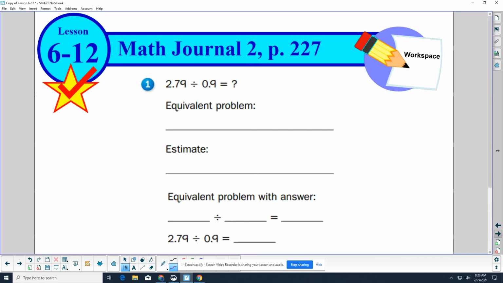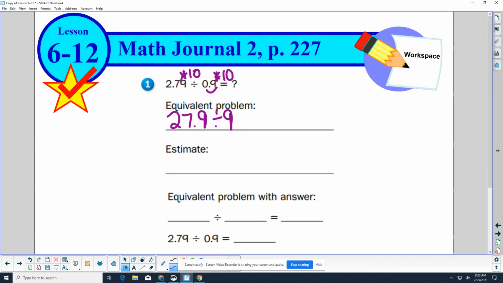So let's look at this first problem together. 27 9 tenths. So we want to write an equivalent problem. I can see here I'm going to have to jump one place value or multiply by 10. So we're going to multiply this one by 10 as well, which means I move my decimal one place to the right. And then I'm going to divide it by 9.